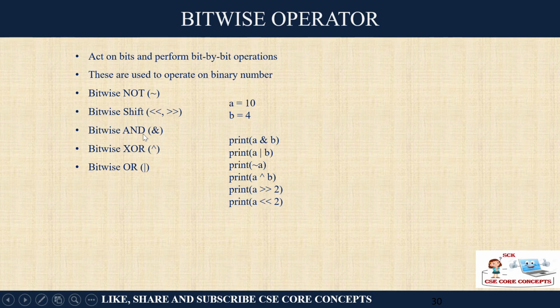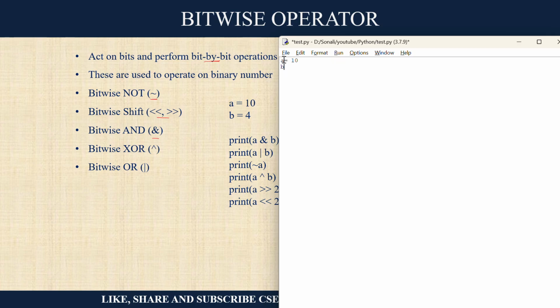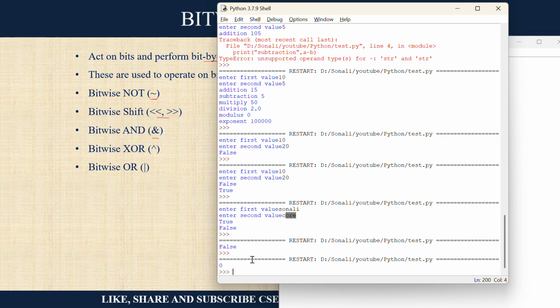Fine. Next, let's see bitwise operators. So what are bitwise operators? They perform bit by bit. They are used to operate on binary numbers. So bitwise NOT, bitwise shift, bitwise AND, OR. See, what we can do here is, let's say A is equal to 10, B is equal to 4. And you want to print A ampersand B. The symbol for it is ampersand. So you save it, execute it, and it is 0.